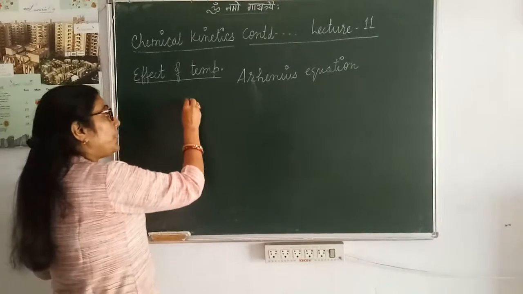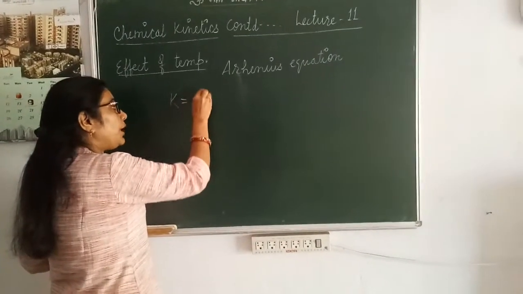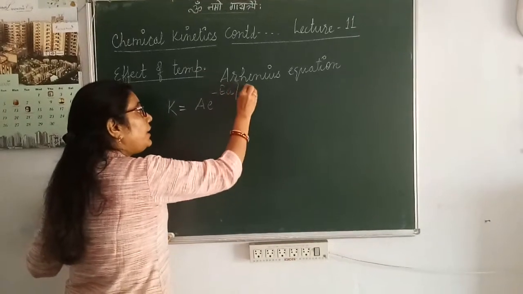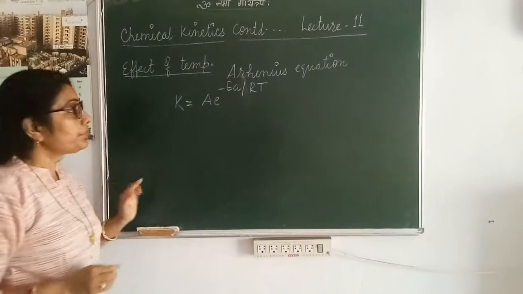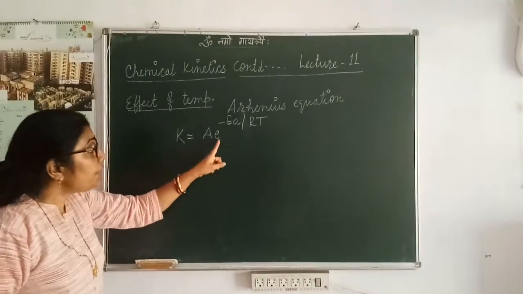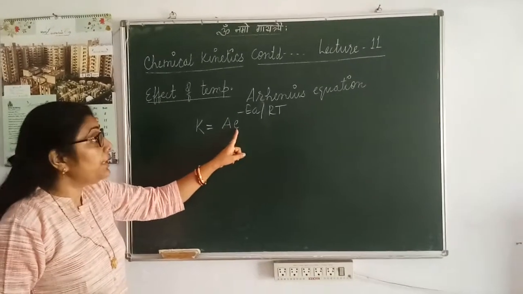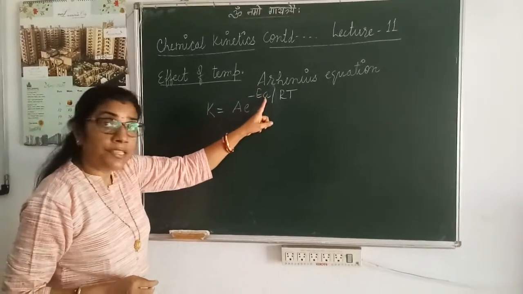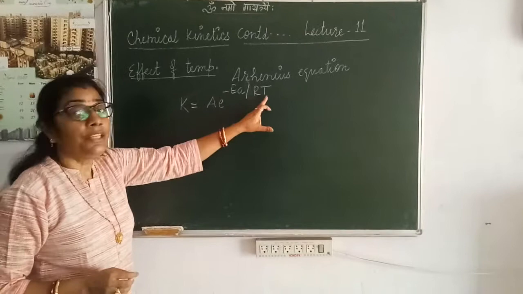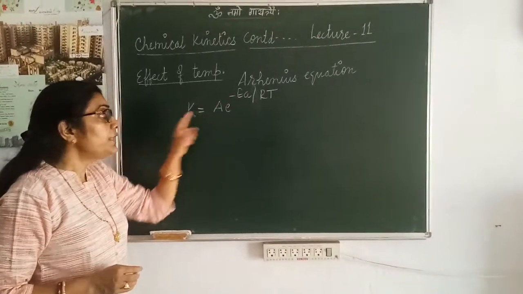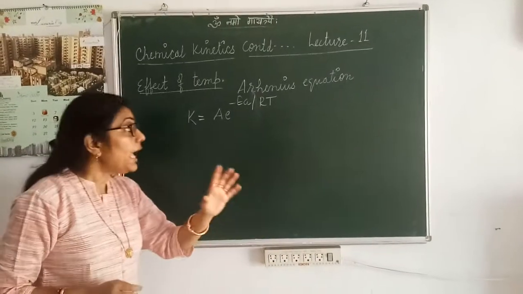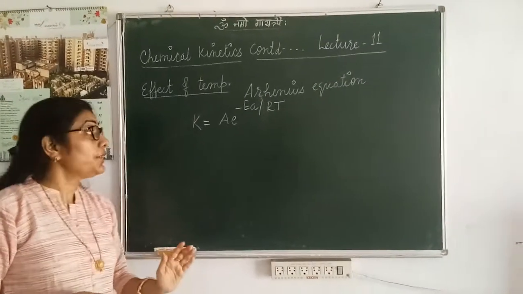What is the Arrhenius equation? K is equal to A e to the power minus EA by RT. What is K? Rate constant. What is small e? Exponential. EA is the activation energy, R is the universal gas constant and T is temperature, and A is the constant which is known as the Arrhenius factor as well as the frequency factor.